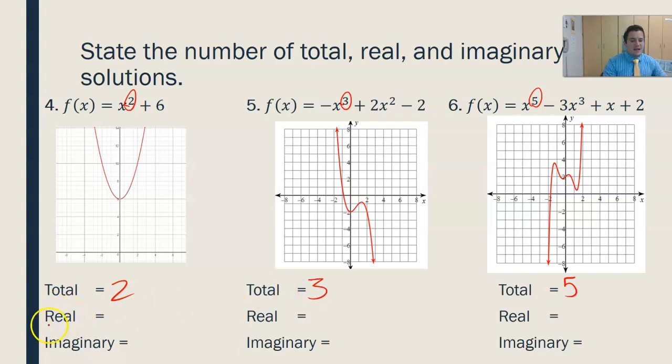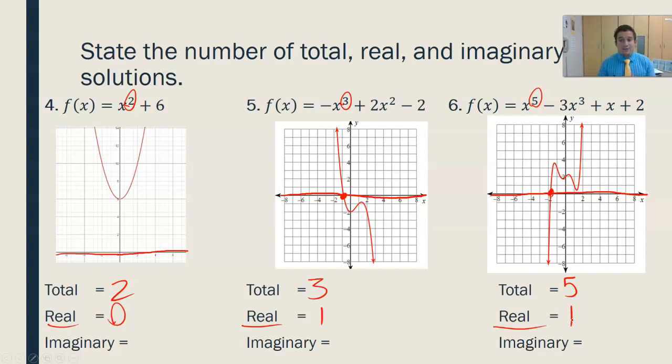Okay. Next, I can determine the number of real solutions by how many times my graph crosses the x-axis. Well, here's the x-axis right here. Where does that graph cross the x-axis? Nowhere. So there will be 0 real solutions. On this graph, how many times do I cross the x-axis? 1. So there will be 1 real solution. On this graph, how many times does this graph cross the x-axis? 1. So there will be 1 real solution.